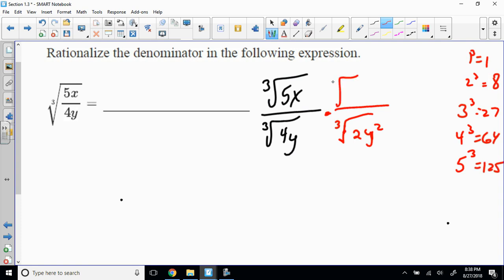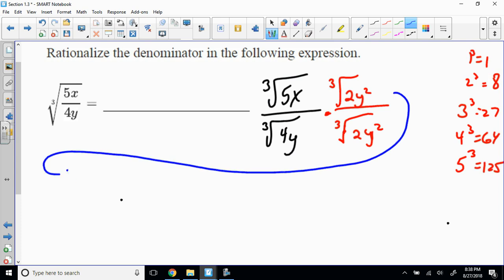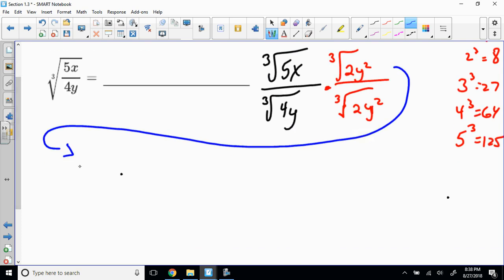So I'm going to do this up here. That'd be 2y squared. All right, so let's go to blue. So this is going to give me down here, let's go right there. 5 and 2 is what? 10x. Right? Am I missing anything?